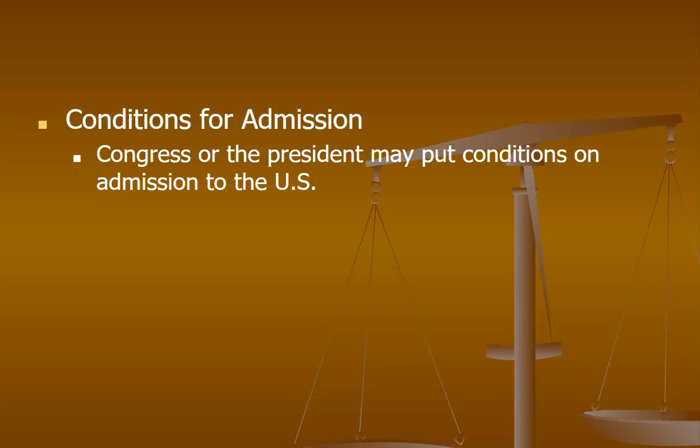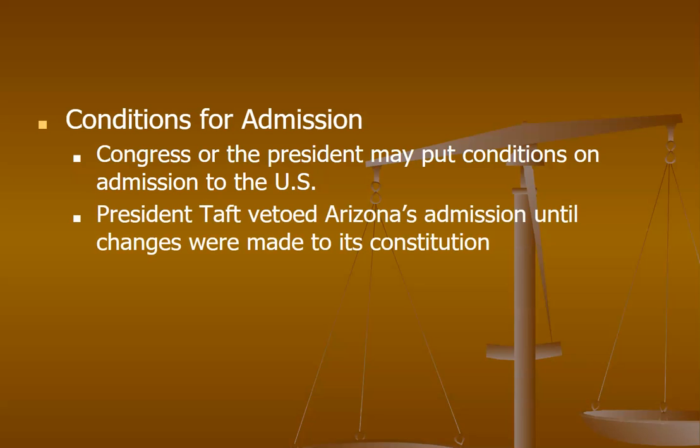Congress or the president may put conditions on admission of a territory as a state into the U.S. For example, President Taft vetoed Arizona's admission to the Union until changes were made to Arizona's constitution, which is a really funny thing, because what he did was he wanted them to take 3 provisions out of their state constitution. So they did that, and then Taft decided, okay, now you've taken those out, great, and he signed it, and they became a state.